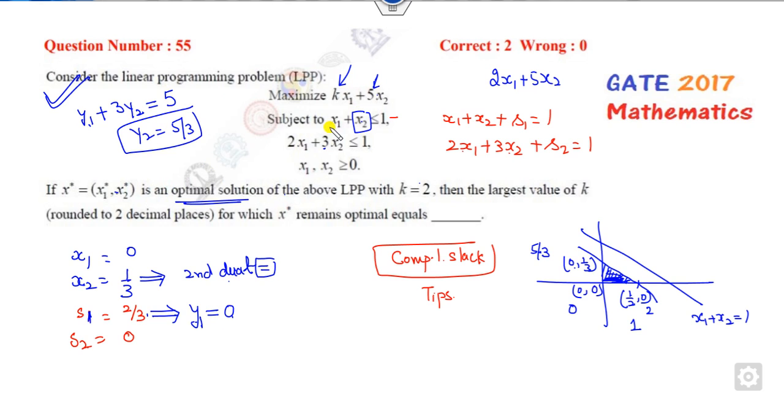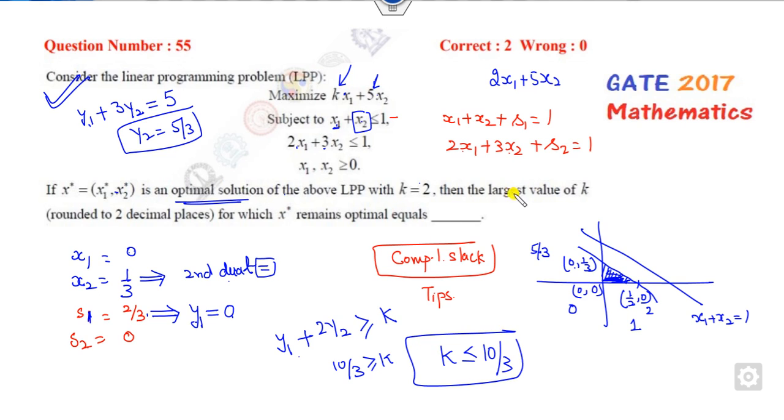Fine. Now you can write the first constraint of the dual, corresponding to this: Y1 plus 2Y2, and the right-hand side is K. Since the first is non-zero, it is greater than or equal to this. You can substitute the value. So 10 by 3 is greater than K. What is the largest value of K? You have to find the largest value. Up to 2 decimal places, 3.33 is the right answer.